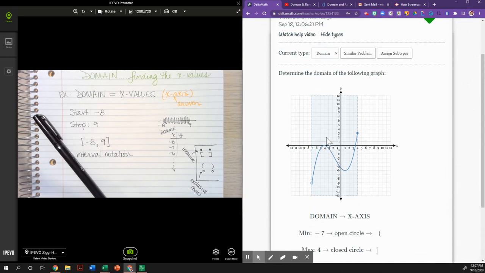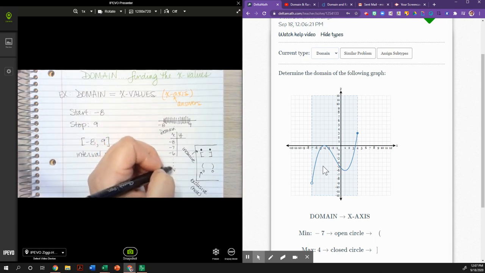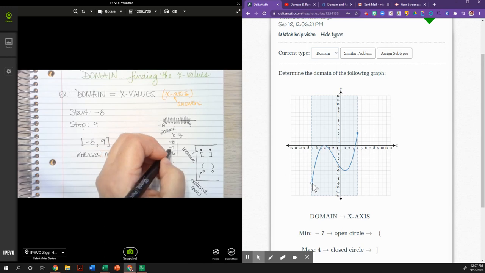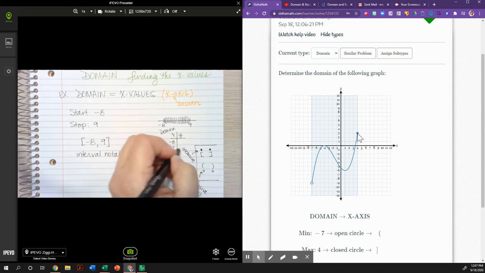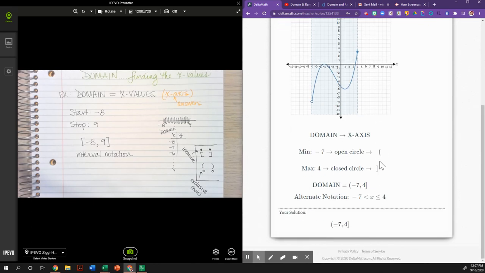Because you're telling me that if I were to make a table, my table should start at -7, and include all the numbers in between -7 and 4, and my table would stop at 4. And I could write down all the different values for the points. So that's how you're going to find domain. I'll come back in another video to do range.